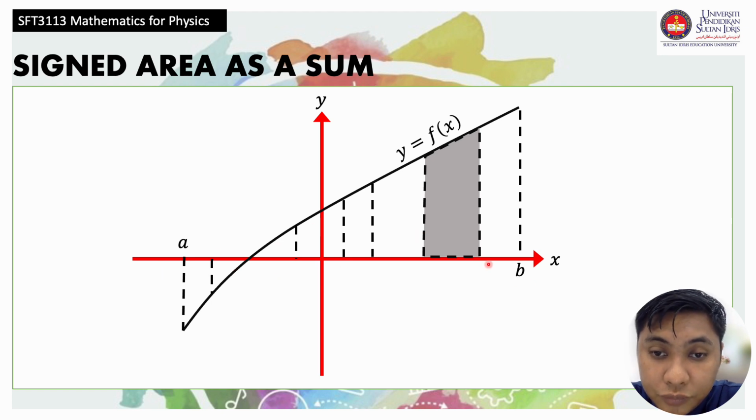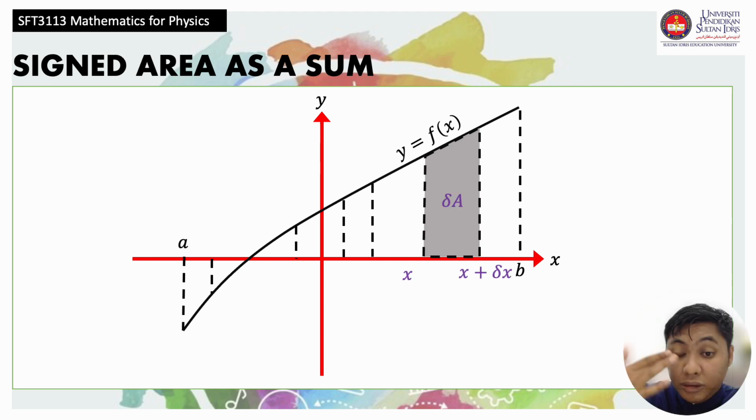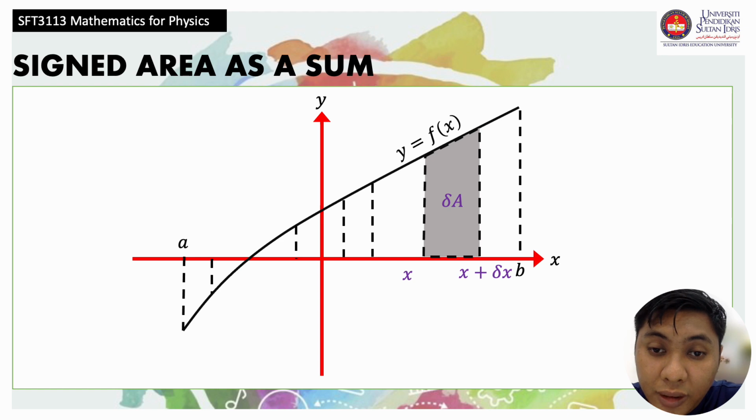Then we pick one fringe. We call its area dA, the derivative of A, a part of the area, and this dA goes from x until x plus dx. This size is dx here. So we choose one specific fringe.